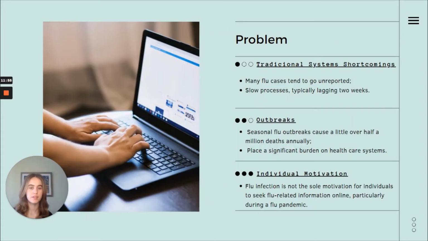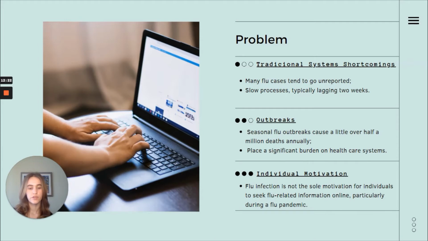So our main problems here are that the traditional systems have two shortcomings. One of them is that not everyone who is sick goes to the doctor, so many of the flu cases tend to go unreported. The other is that it is pretty slow, so there's a lag of about 2 weeks. The outbreaks themselves are a problem. Seasonal flu kills up to a little over 500,000 people each year, and it always places a very significant burden on our healthcare systems.